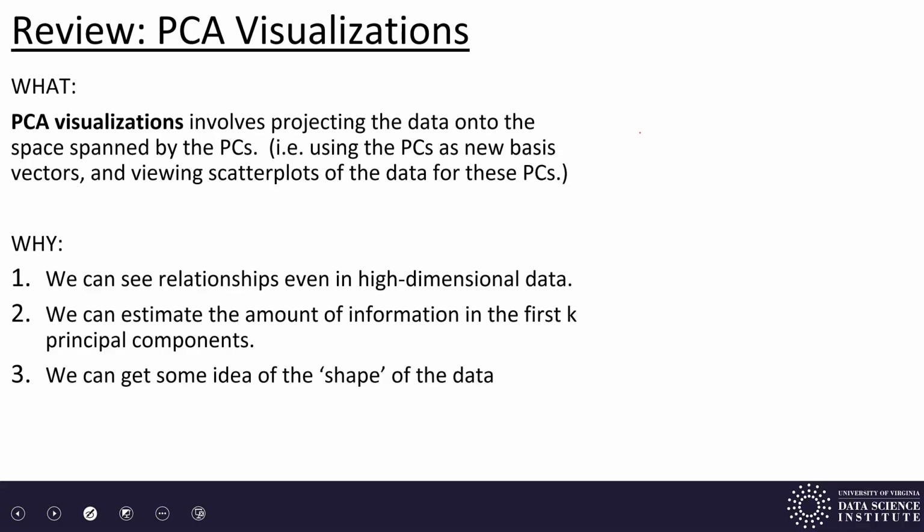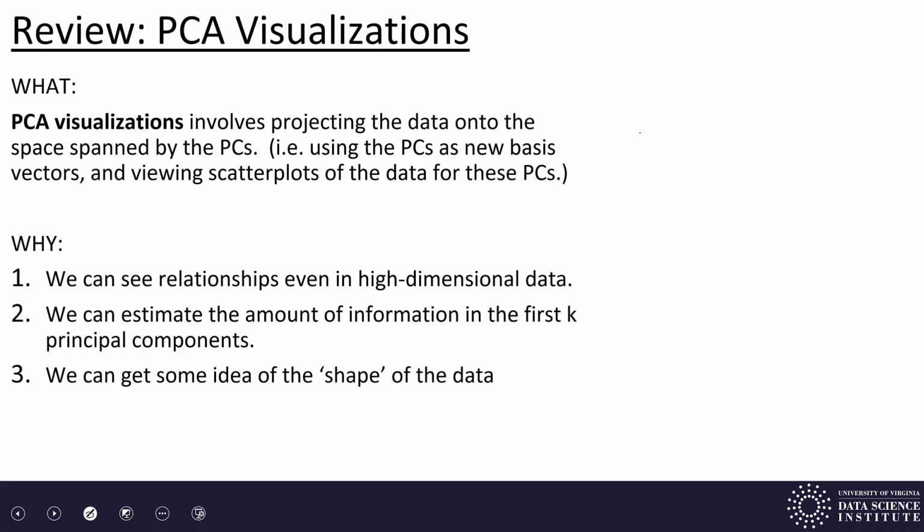So to review what we talked about with PCA visualizations: they involve projecting the data onto the space spanned by some smaller number of PCs. In other words, using the PCs as basis vectors and viewing scatter plots of the data for these. Why would we do this? This allows us to see relationships even in high-dimensional data.